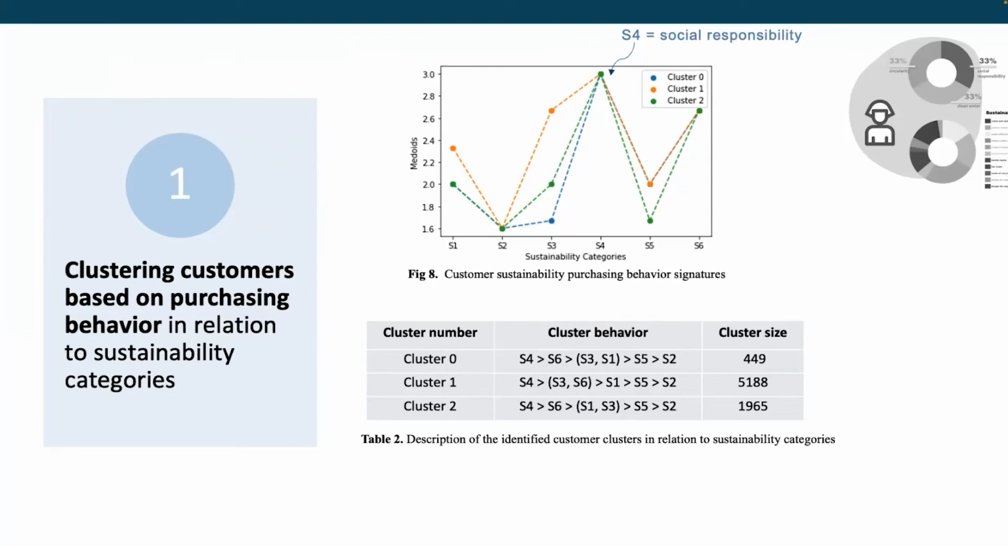So in this, you can tell that actually there are 3 types of customers, and basically all of them, based on what they purchase, seem to have a higher preference in social responsibility. But there are other factors that affect this phenomenon.